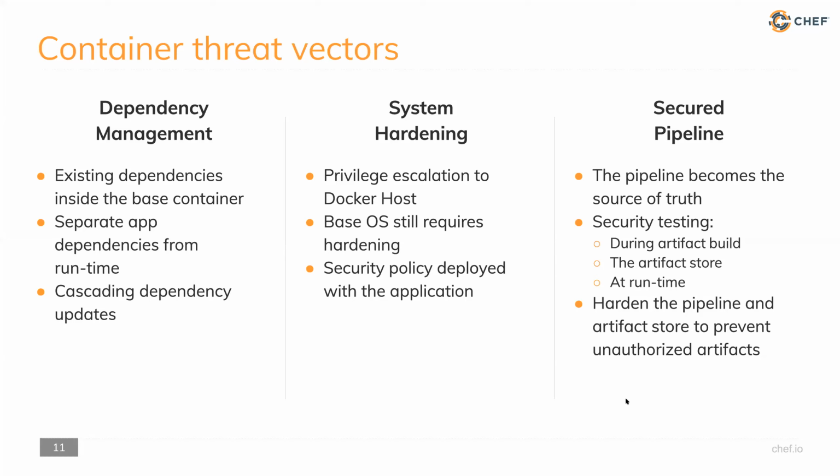And the last thing is that if we're really serious about containers and about cloud native architecture and about artifact-based deployments, the pipeline becomes our source of truth. So we need to put our security testing into the pipeline. It's how we're going to get our speed, and we really need to harden the pipeline and the artifact store to prevent unauthorized artifacts or access, because that's where production gets built from. It's from those two places.